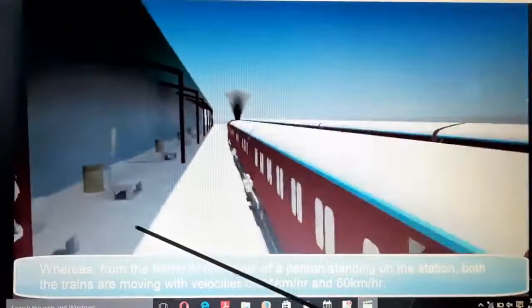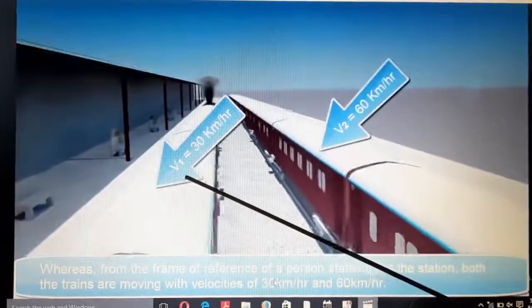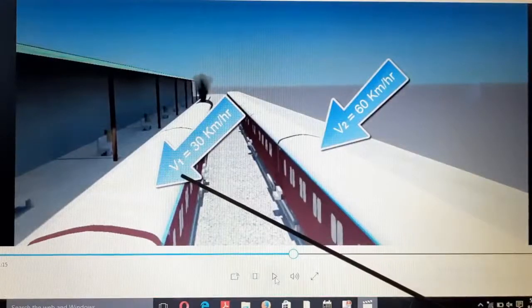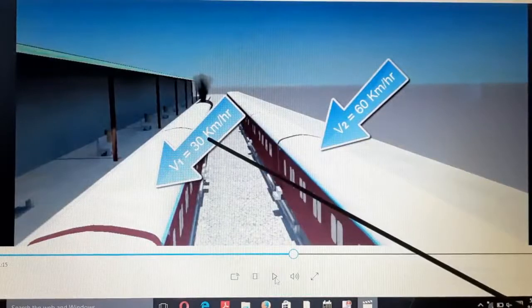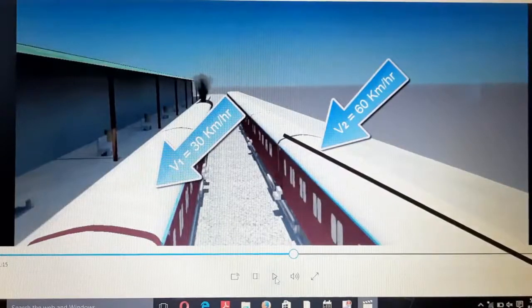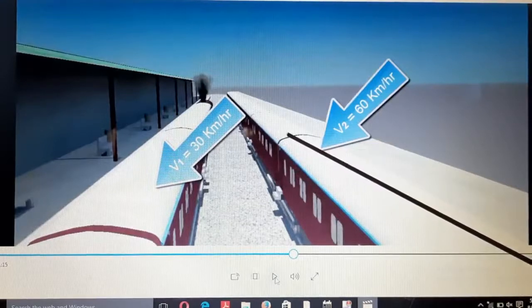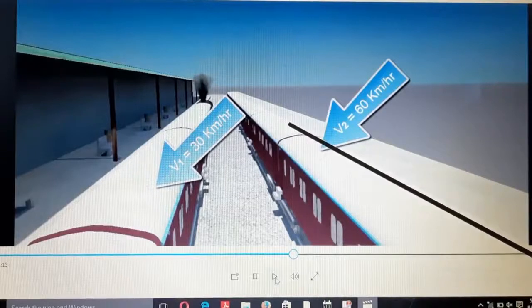And one person is standing at the railway station. So he understands, otherwise, the speed of train A is 30 km per hour and the speed of train B is 60 km per hour. Because here, with respect to place and position, both are different cases.